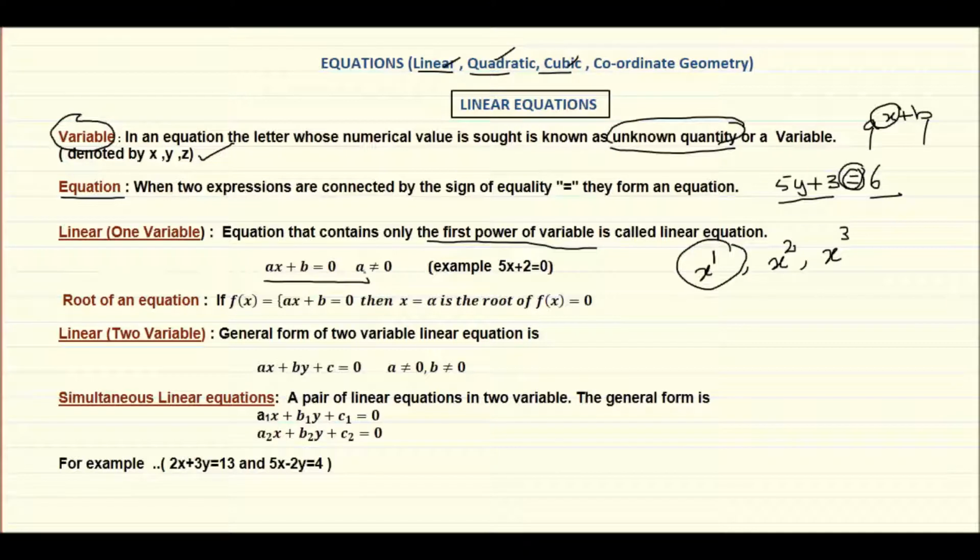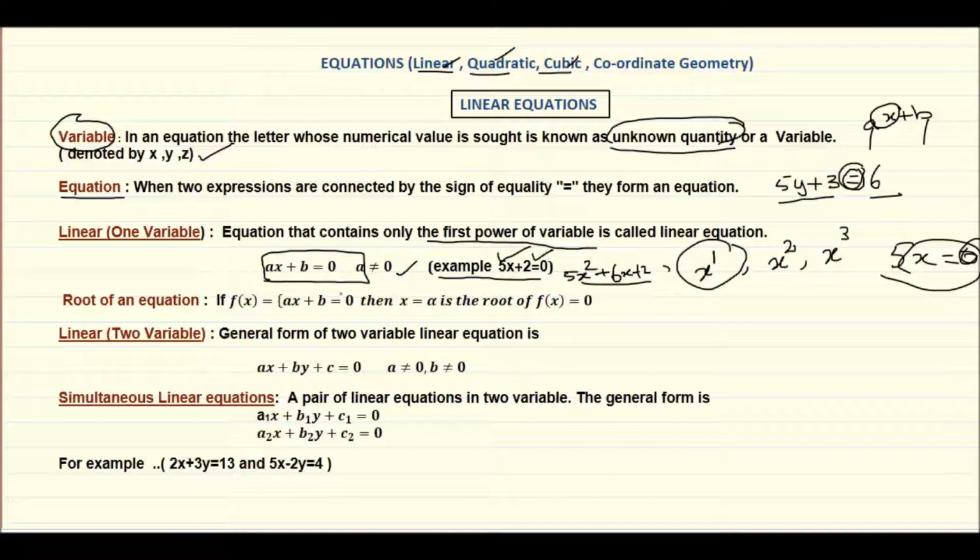The general form of a linear equation is ax plus b is equal to 0, where a must not be equal to 0. The example is 5x plus 2 equal to 0. This is a linear equation. If I am asked what a quadratic equation is, I can write 5x square plus 6x plus 2 equal to 0. That is the example for a quadratic equation. Now the linear equation is 5x plus 2. You can also think of 5x equal to 0 or 5x equal to 6. This is also a linear equation.